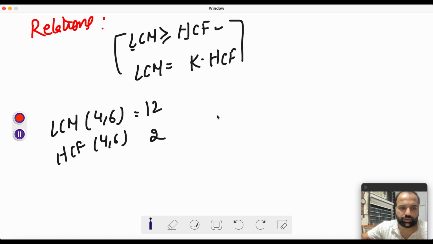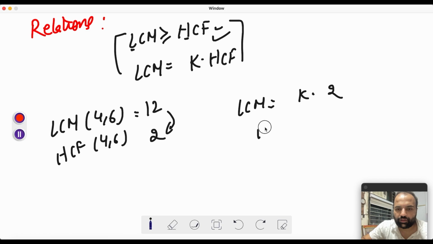First of all, you see LCM is greater than the HCF. This is fulfilled. And LCM is something into HCF. So K is equal to LCM by HCF, 12 by 2, which is 6. So both these concepts or relations have been satisfied. There would be so many questions based on this, so we'll do a couple of them now.